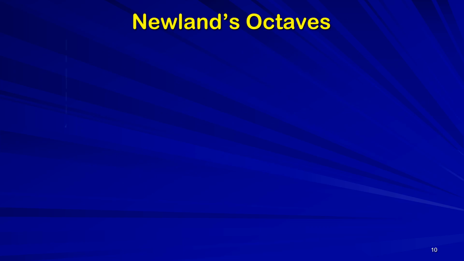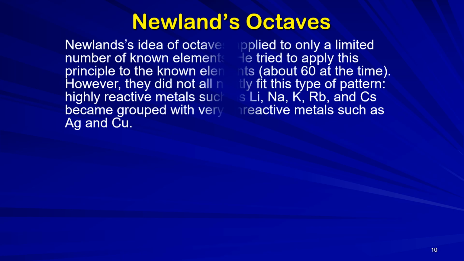Now, Newland's idea of octaves applied to only a limited number of known elements. He tried to apply this principle to the known elements, about 60 at that time, but they didn't all neatly fit this type of pattern. Highly reactive metals, such as lithium, sodium, potassium, rubidium, and cesium, became grouped with very unreactive metals such as silver and copper. For this reason, the classification was rejected.